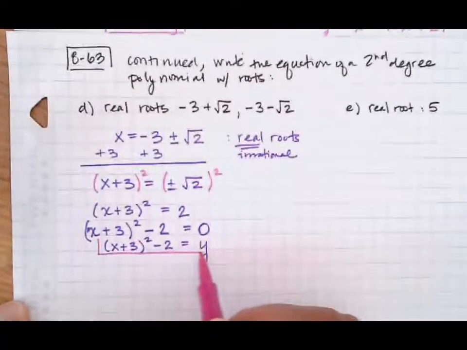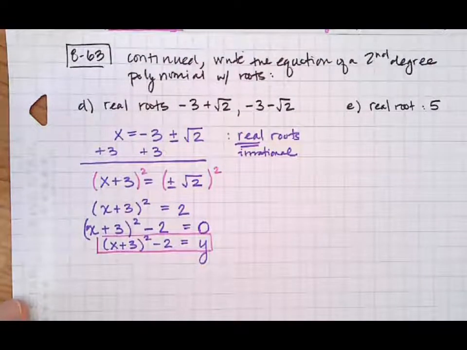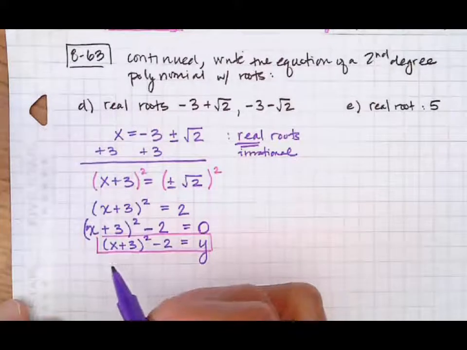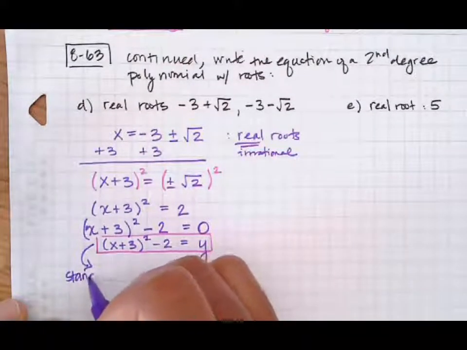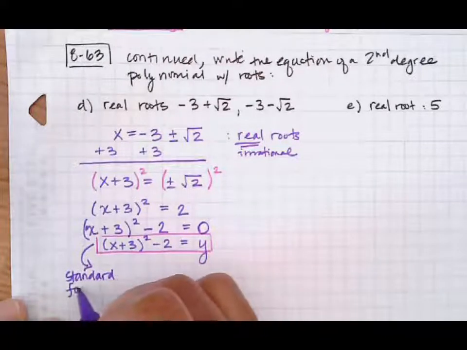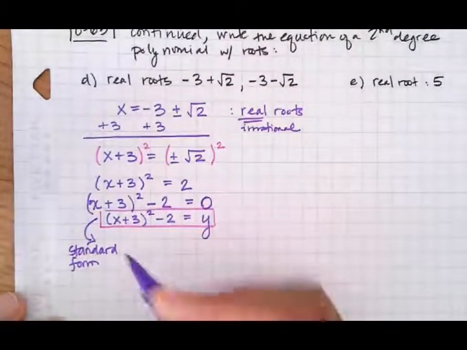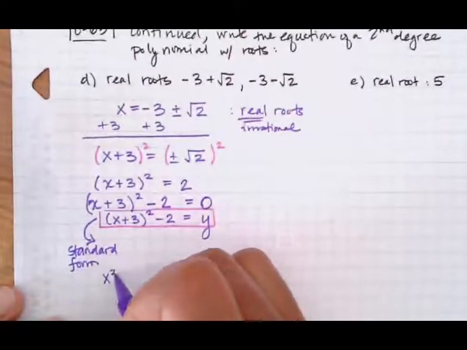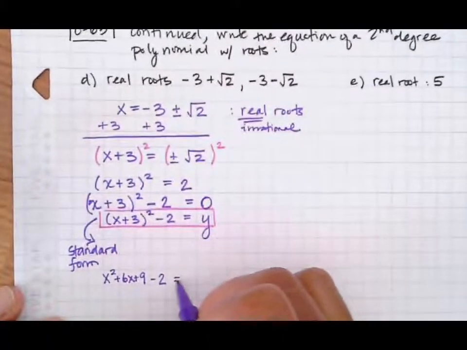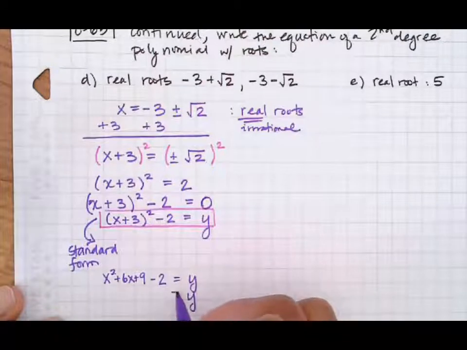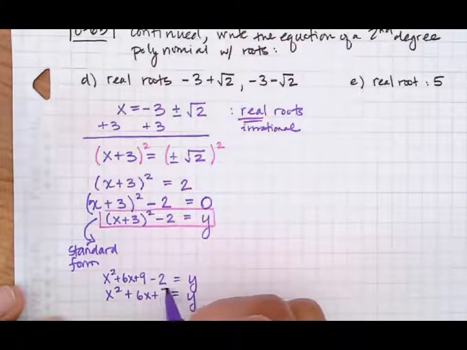So this is the vertex form of the equation, and it's fine to leave it in vertex form. But you might want to rewrite it in standard form. If I rewrite that in standard form, remember, that is the same thing as x plus 3 times x plus 3. And so part of that simplifies to being x squared plus 6x plus 9, and then we have the minus 2 equaling y. And so again, y equals x squared plus 6x plus 7.